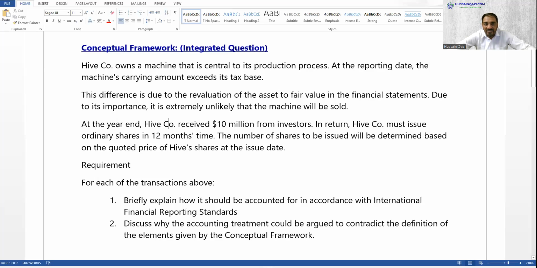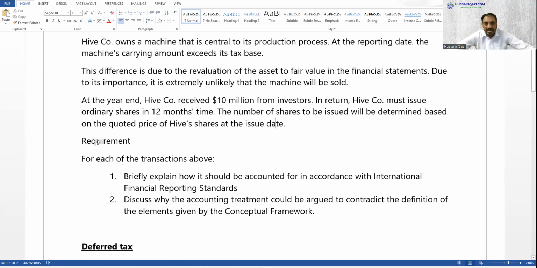At the year end, Hive company received 10 million from an investor. In return, Hive company must issue ordinary shares in 12 months' time. So another area of the accounting, investment, that is financial instrument points. The number of shares to be issued will be determined based on the quoted price of Hive shares at the issue date. Here is the requirement.